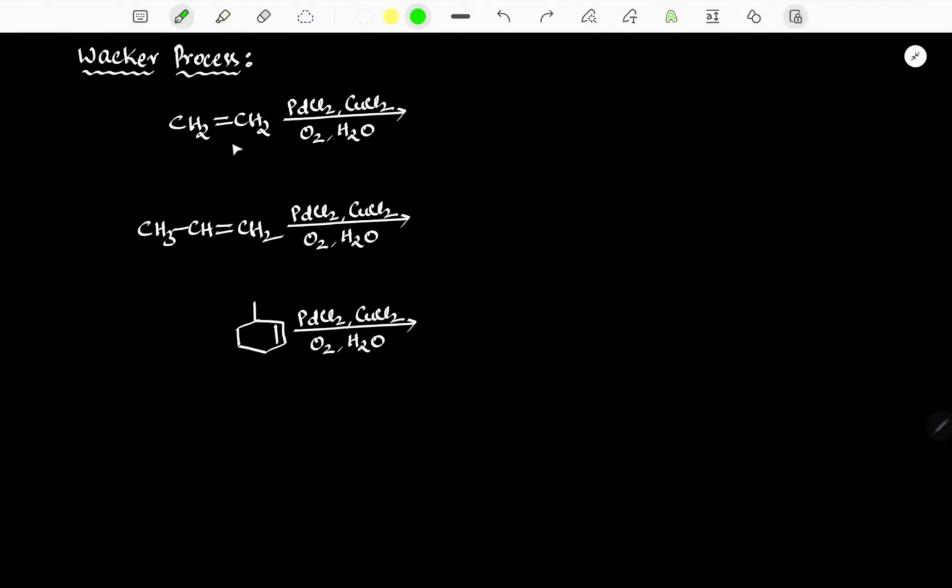Wacker process. When an alkene is treated with PdCl2, CuCl2, O2 and water, at the double bond carbon we remove the alkene pi bond and add a double bond O like this. So it is acetaldehyde.